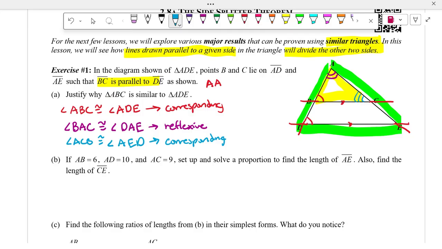So just so you're aware, when it comes to triangles that look like this, a little one within a big one, that's typically the relationship. There's usually two sets of corresponding angles and there's one reflexive property in there. So because of that, we can now conclude that triangle ABC is similar to triangle ADE by angle.